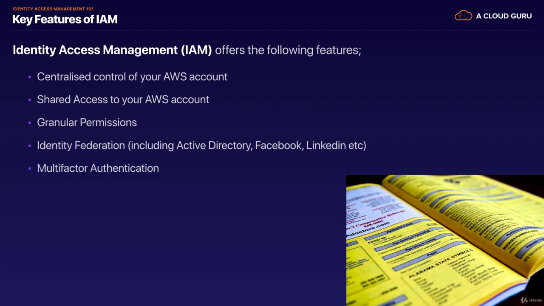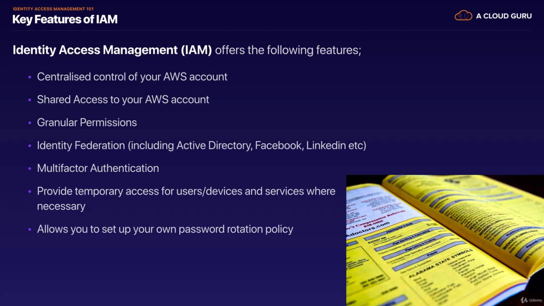IAM also gives you multi-factor authentication. This means that when you're logging in to the AWS Management Console, you need a username, a password, and then a special code in order to log in. It also provides temporary access for users or devices and services where necessary. A good example of that, again, is if someone's using a mobile phone app and they're storing data in your AWS account, you only want them to be able to do that when they're using the app itself. So it's temporary access.